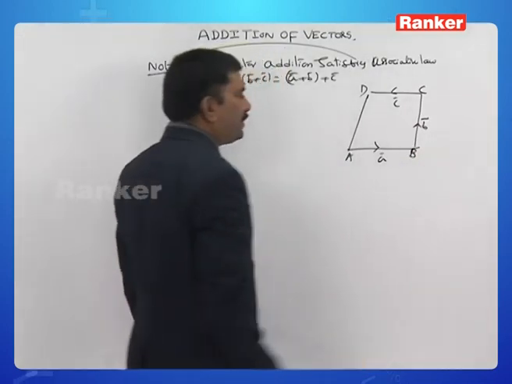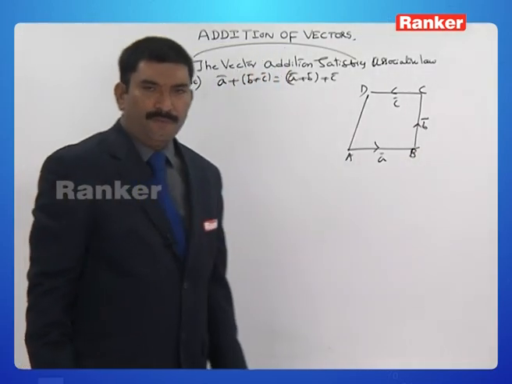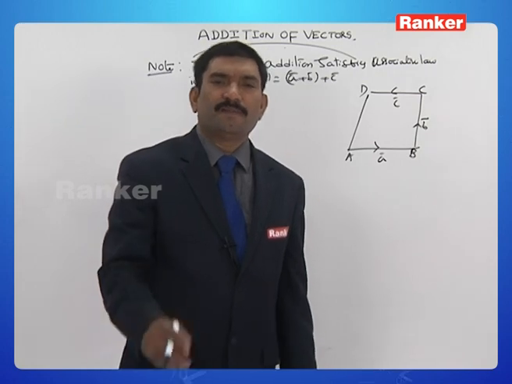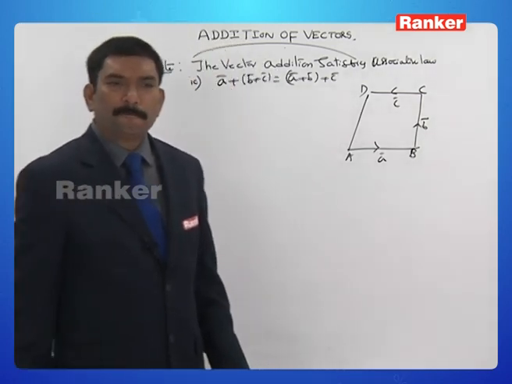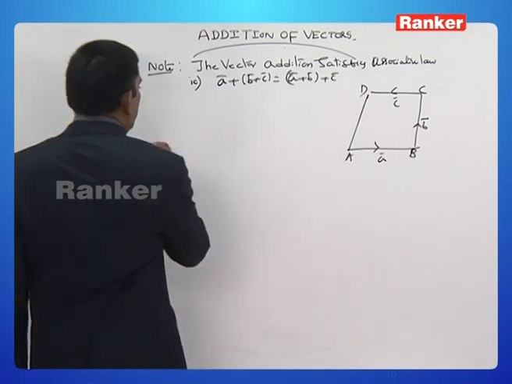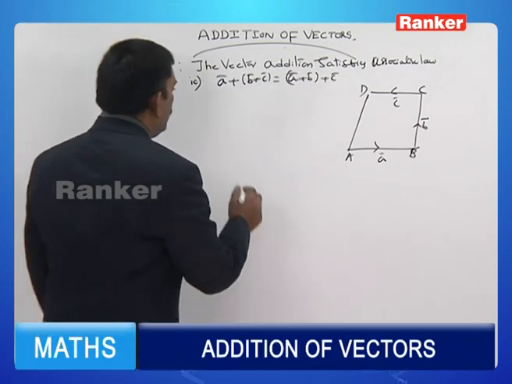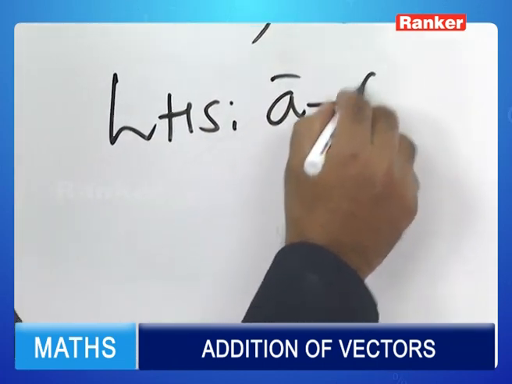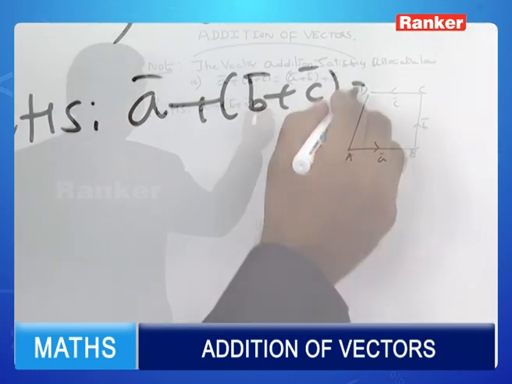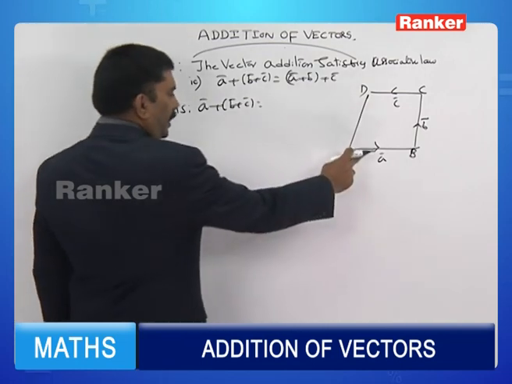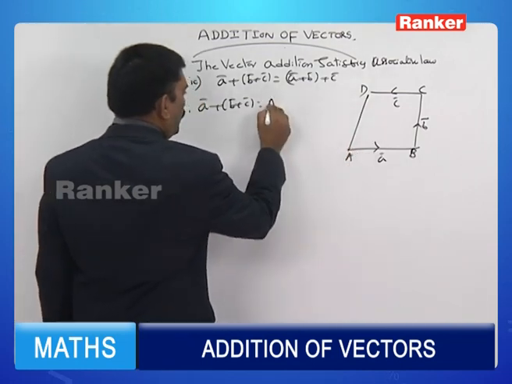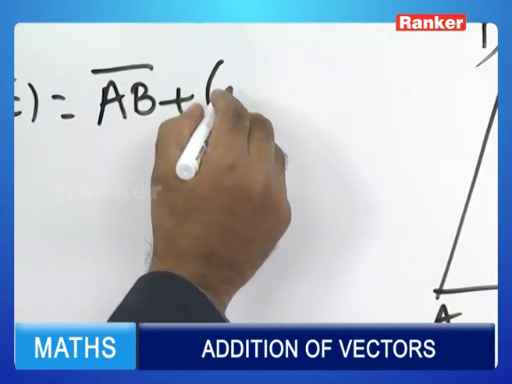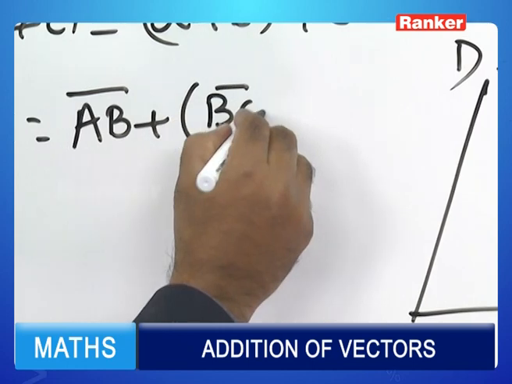CD bar is equal to C bar. The fourth side is left free. Finding the fourth side is nothing but proving the associative law. So let us consider LHS. If I consider LHS, A bar plus B bar plus C bar, I have taken AB bar is equal to A bar. You take AB bar. Next you take B bar as BC bar.